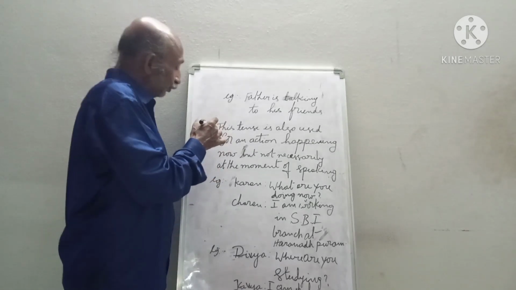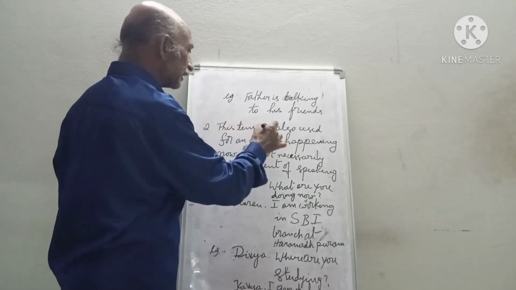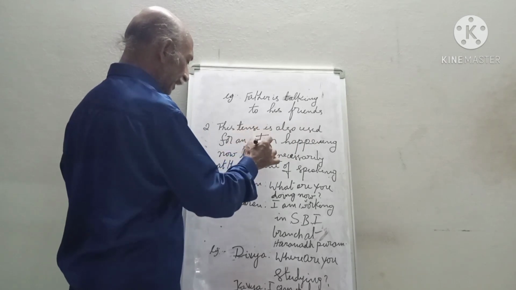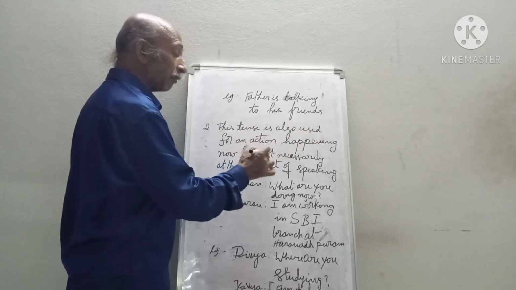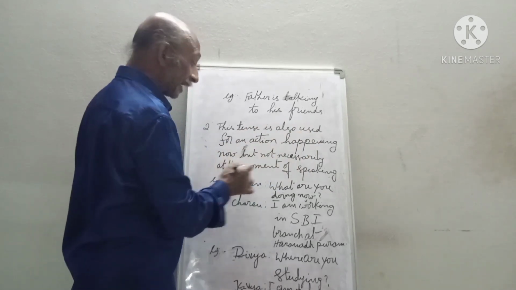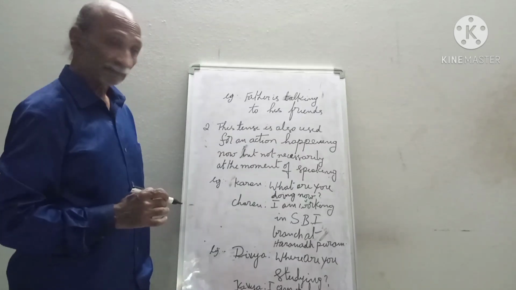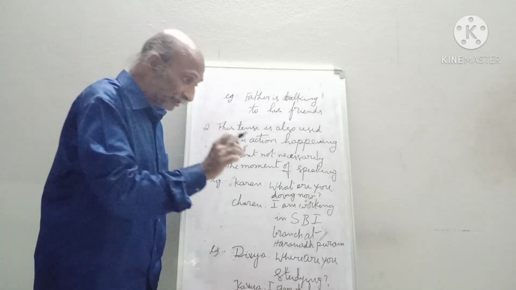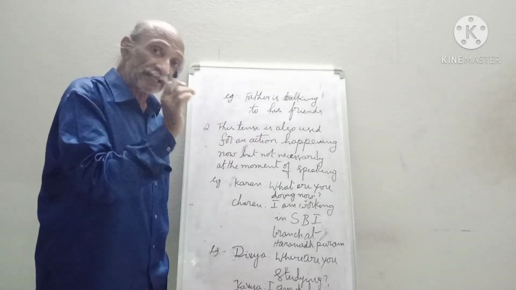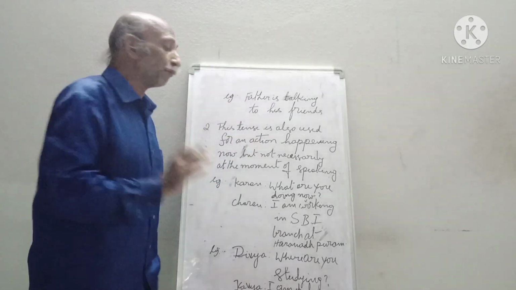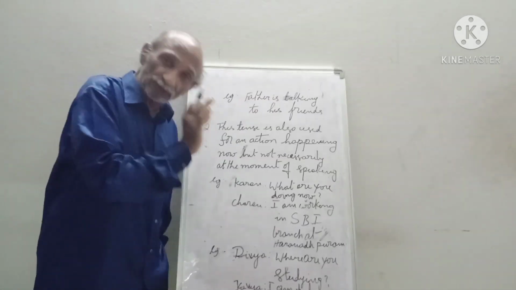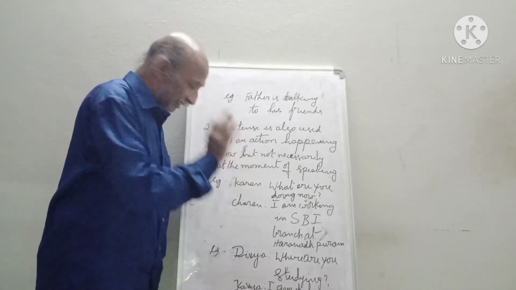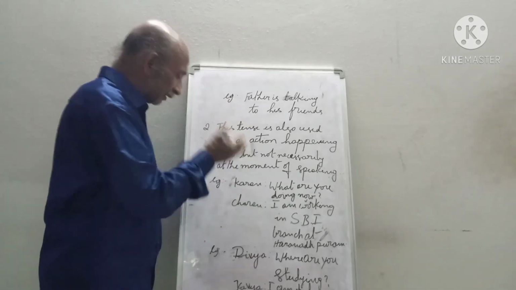Now, usage number two. This tense is also used for an action happening now, but not necessarily at the moment of speaking. It means the action doesn't happen at the moment of speaking. That means not when the speaker speaks of it, but it is happening at some time in the present. Now take a look at the example here.